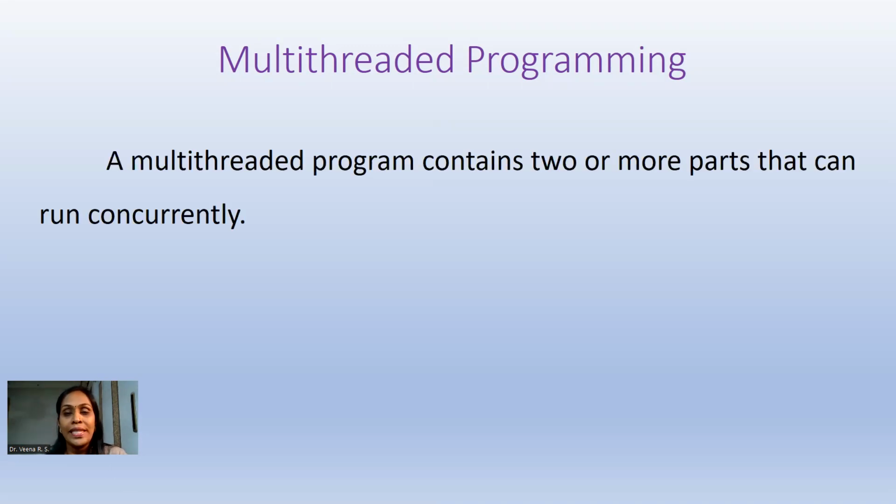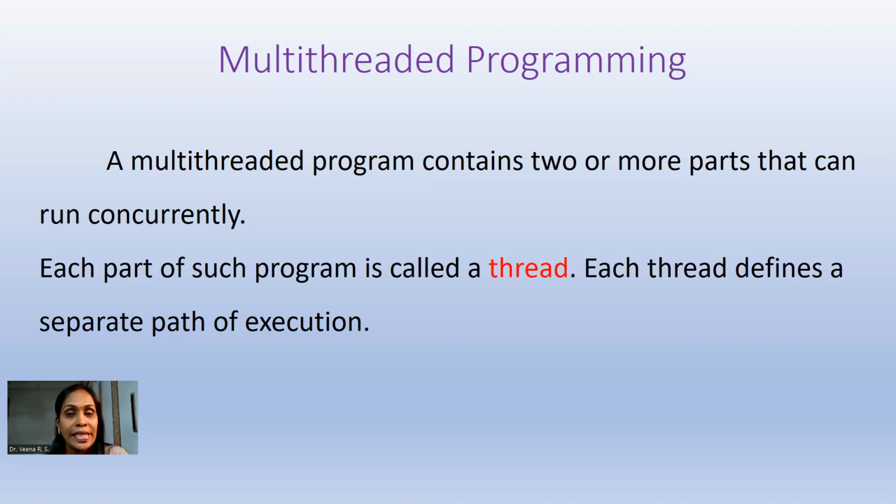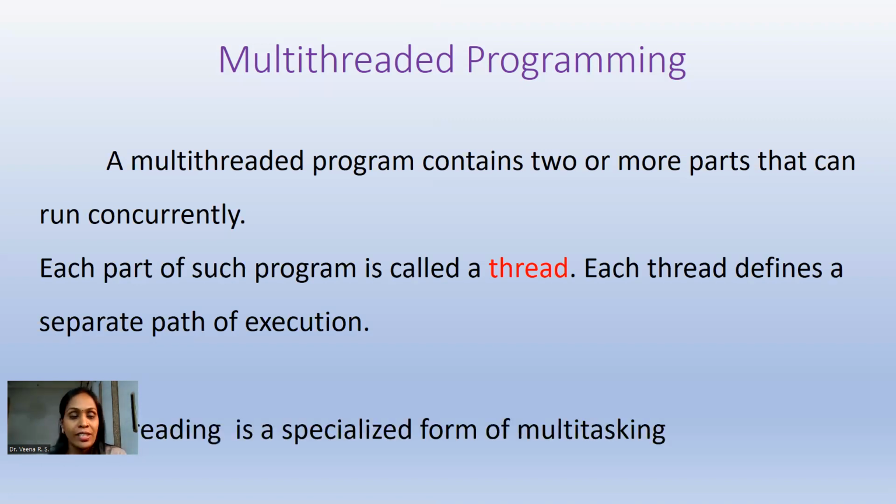A multi-threaded program basically contains two or more parts that can run concurrently or simultaneously. We need not wait for one particular part of the program to complete and then only start the second part. We can have multiple parts of one single program that run concurrently. That is multi-threaded programming. Each part of such a program is called a thread, and each thread defines a separate path of execution. We may have n number of threads, that means n number of parts of one single program, and each part defines a separate path of execution.